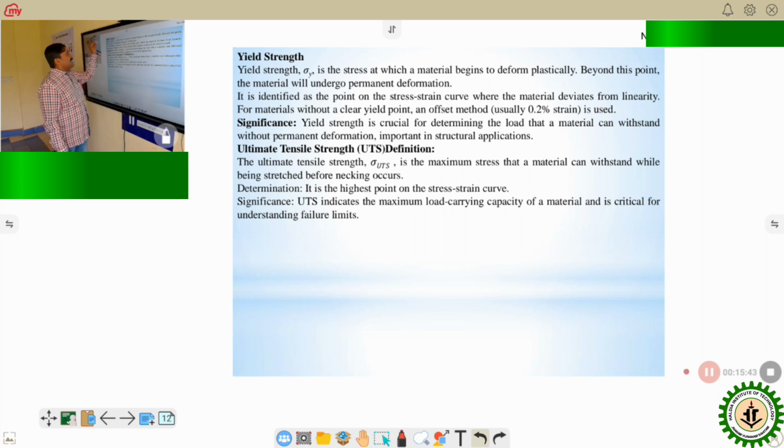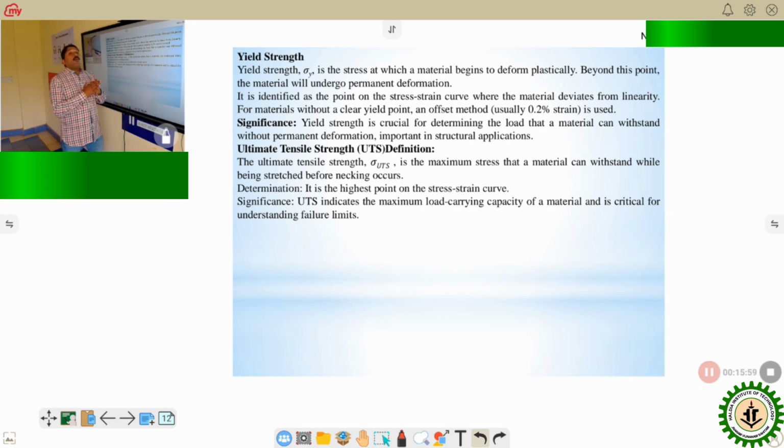Now, what is the main significance of the yield strength? The yield strength is crucial for determining the load that a material can withstand without permanent deformation, which is important in structural applications. That is the yield strength.